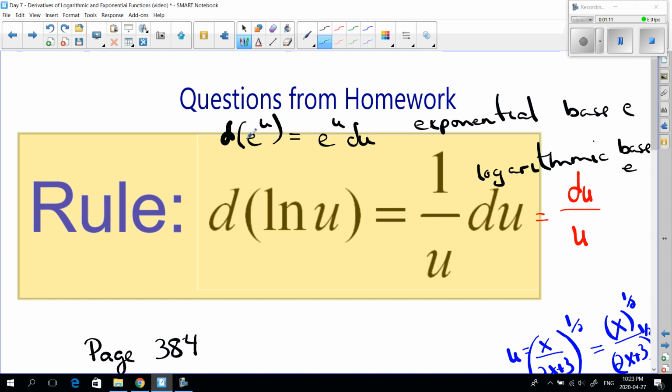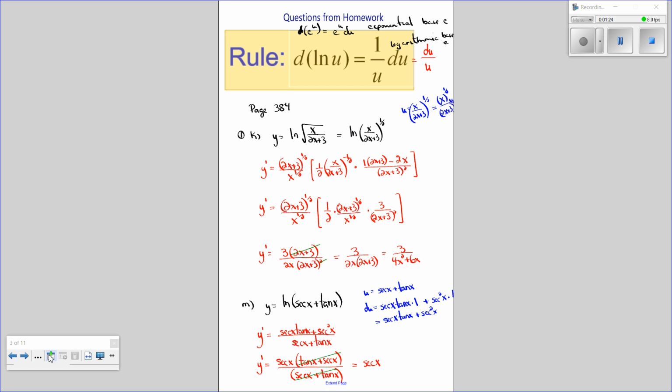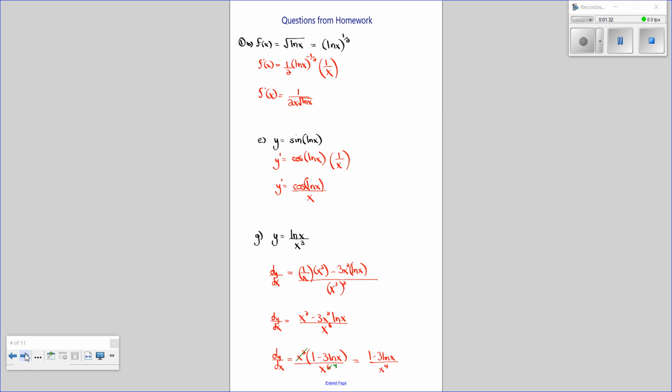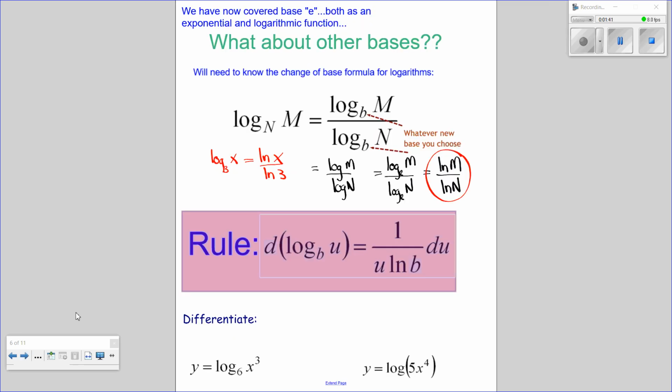I'm just going to go through those two rules with you quickly: the derivative of b to the u, and the derivative of log base b of u. That's what we'll look at. I'll show you some questions from the homework. You can pause the video and check these out. These were from exercise 1 on page 384, and a few extra ones. Feel free to ask away in Teams if there's something you don't understand.